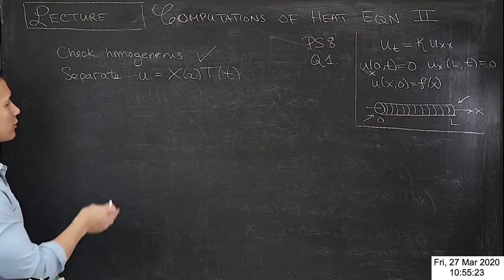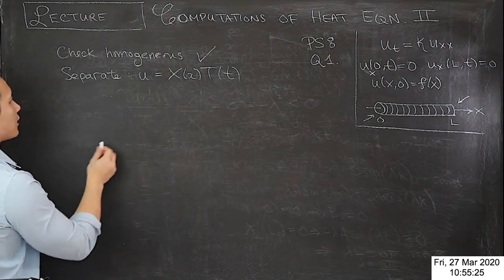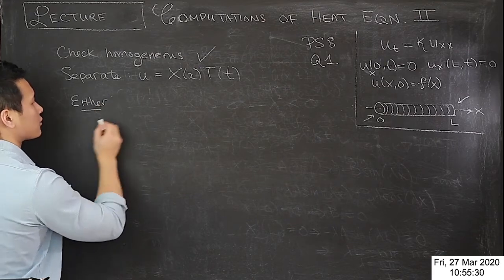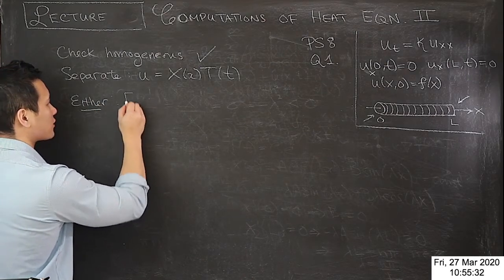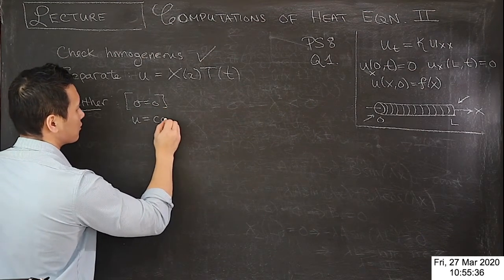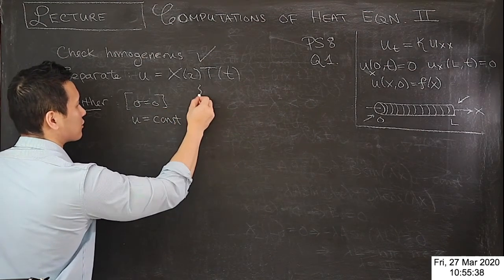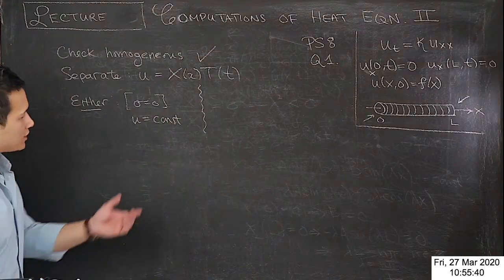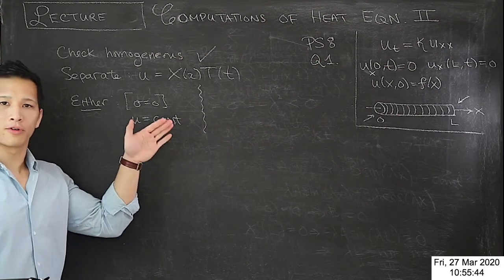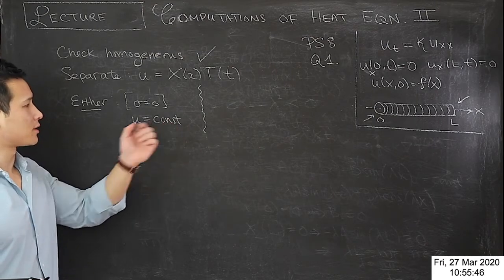So we concluded that you have two possibilities, right? Either u is equal to a constant, so either the case where sigma is equal to 0, u is equal to a constant. That was one possible separable solution. For the Dirichlet problem, that constant turns out to be 0. For the Neumann problem, you can actually have a non-zero constant here.